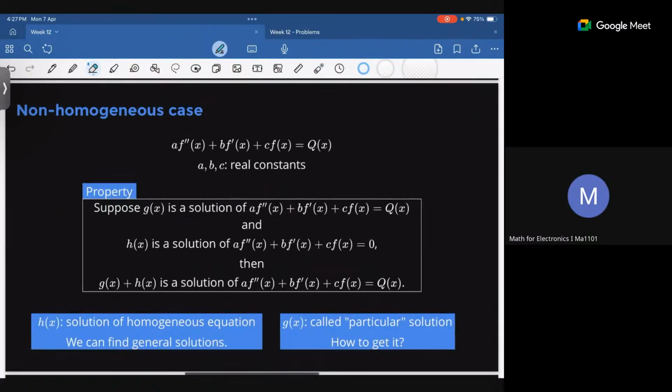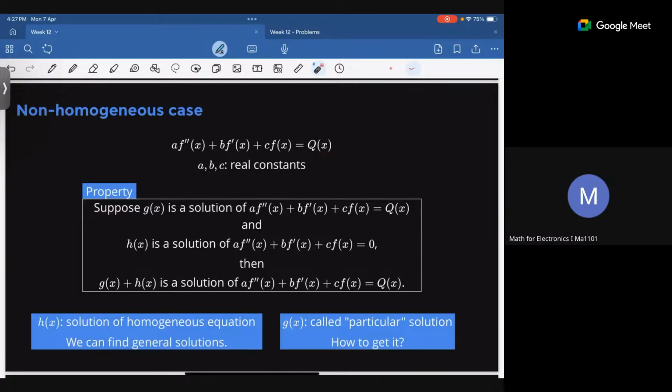Let's talk about the non-homogeneous case also. So far we have discussed only the homogeneous case where our q of x is 0. So the right side q of x is 0. In the non-homogeneous case, q of x may not be 0. q of x can be a constant or q of x can be any function of x also. Okay, so this right side.